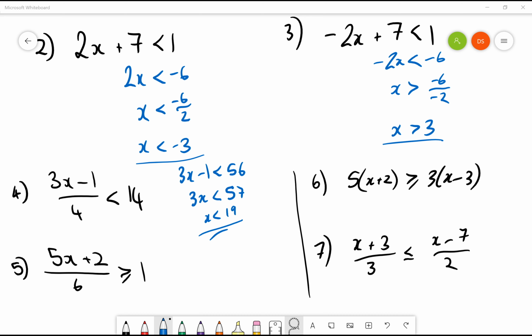So what I want you to do is just check the answers with the people in the comments. But this one here, you should get 5x plus 2 is greater or equal to 6. You subtract 2, is greater or equal to 4. X is greater or equal to 4/5. Once again, for question 5. Okay, because you multiply by 6. So 6 times 1 is 6. And then you subtract 2. And then you divide by 5.